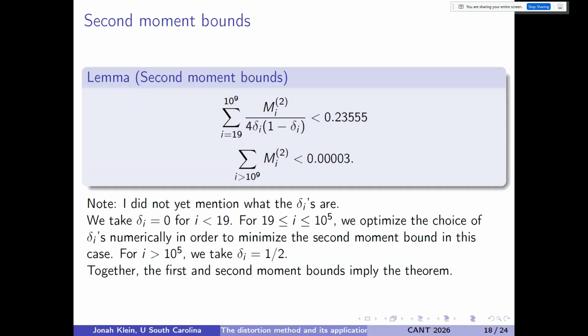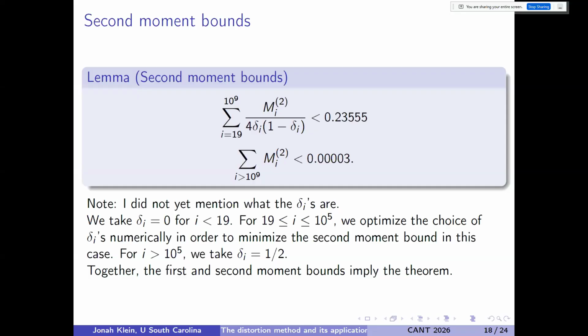Okay, and finally, we deal with our tails. That, as I mentioned, they have quadratic decay. So if you work out the finer details, you can show that actually the sum of the tails is bounded by 0.00003. Okay.